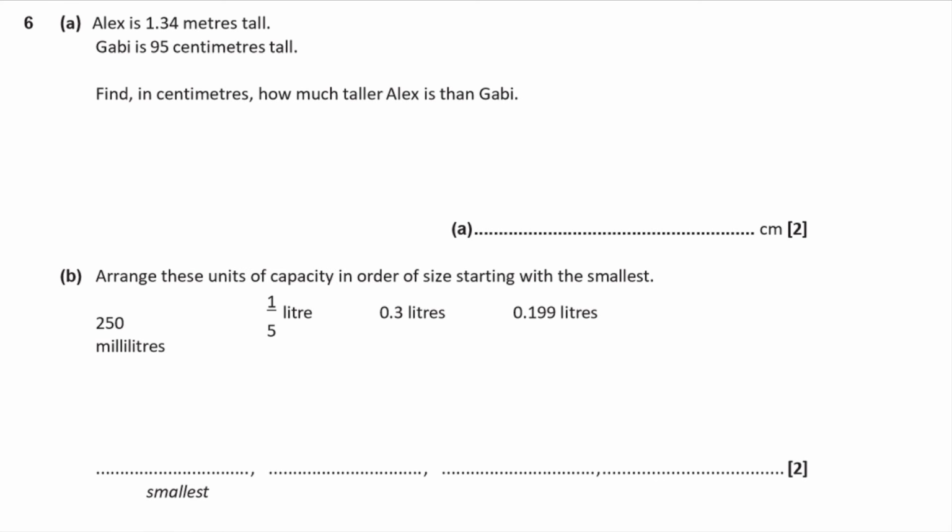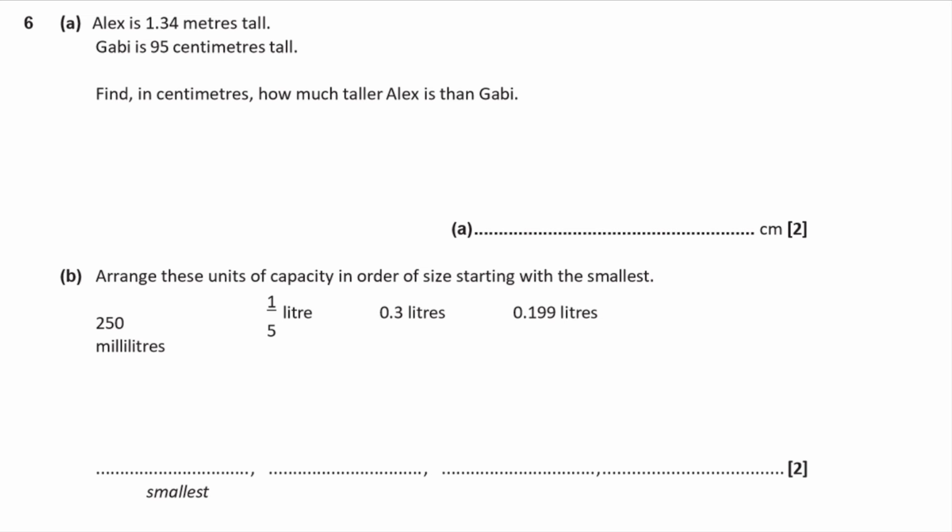Question 6a. Alex is 1.34 meters tall. Gabby is 95 centimeters tall. Find in centimeters how much taller Alex is than Gabby. Okay, we've got mixed units here at the moment, haven't we? I've got meters and centimeters.